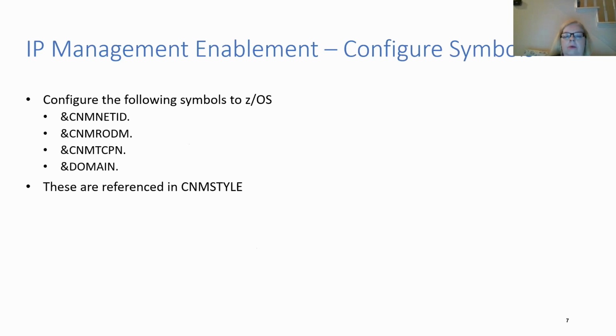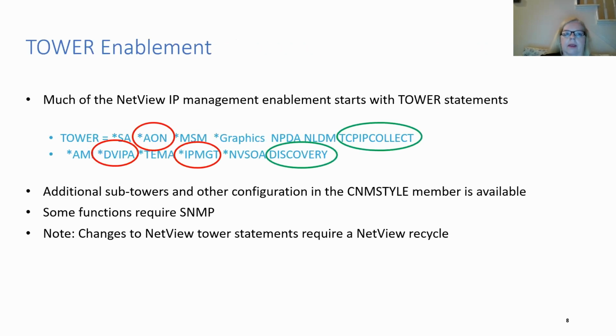So on the enablement slides, as we go through, all the enablement is for NetView unless otherwise noted. So the first thing you want to do with enabling IP management is configuring the following symbols to z/OS. And this is your VTAM net ID, CNMROADM, which is our data cache for some of our network management information, the TCP/IP stack name, and the NetView domain name. And these symbols are referenced in CNMSTYLE.